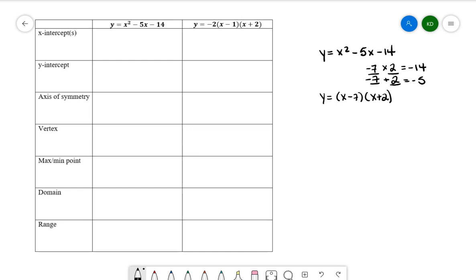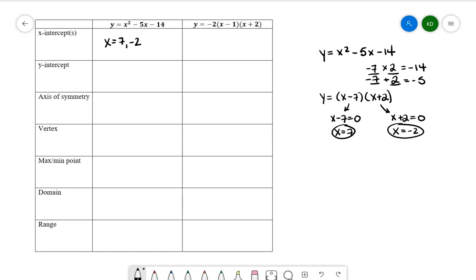Here, what we can look at then is what would make this equal to 0. We're looking at what numbers for x would make each factor equal to 0. So we can set each factor equal to 0 separately and solve each of these equations. The first one, we add 7 to both sides, so we get x equals 7. The second one, we subtract 2 from both sides, and we get x equals negative 2. So my x-intercepts will be at 7 and negative 2.